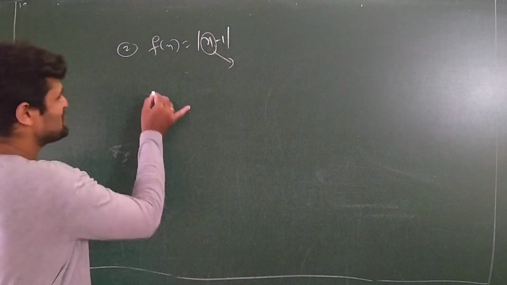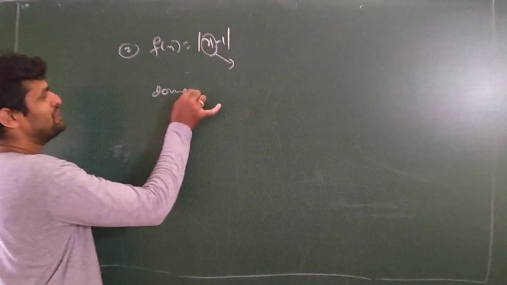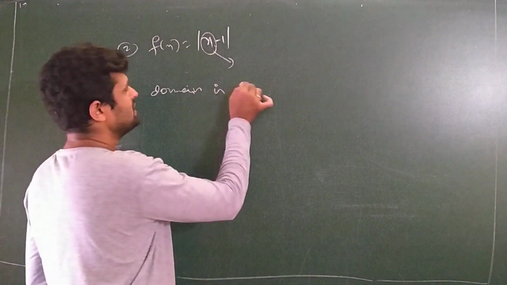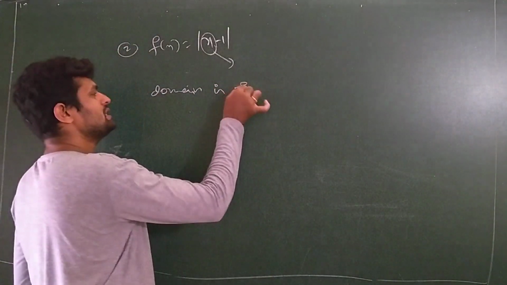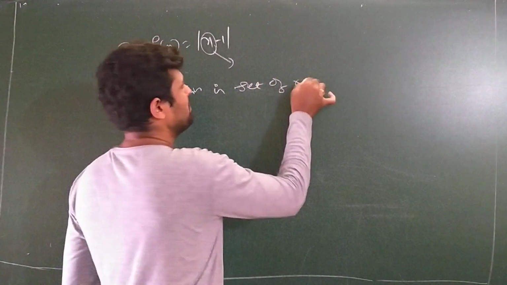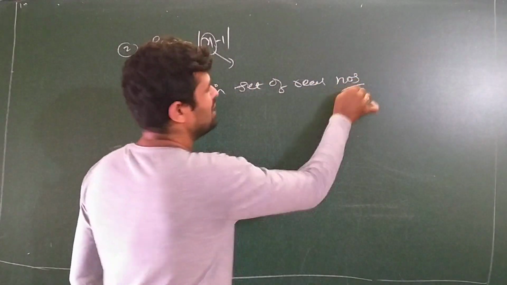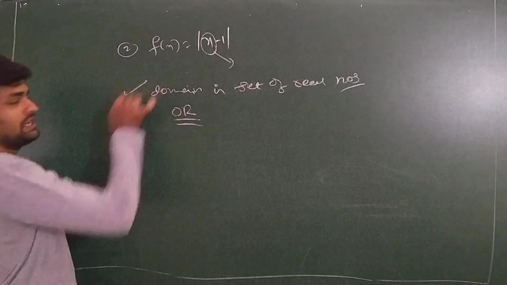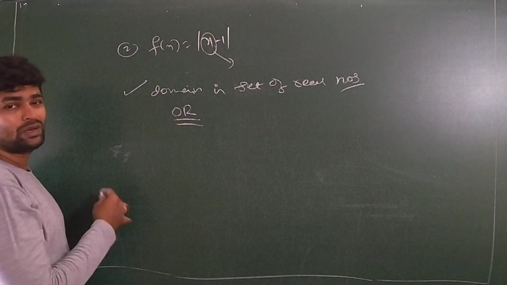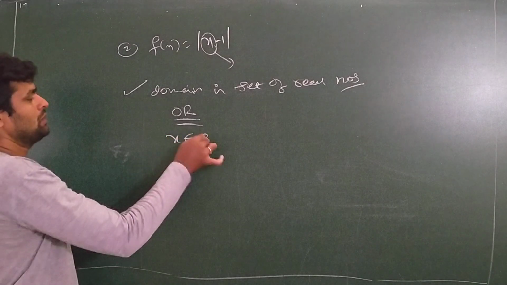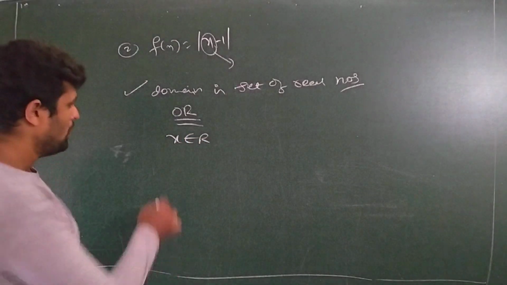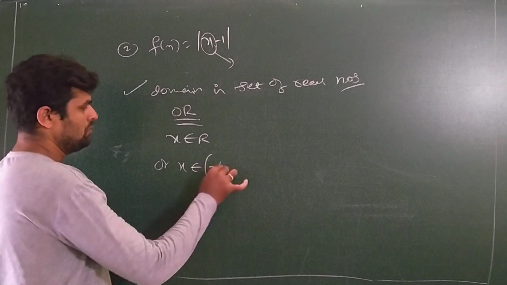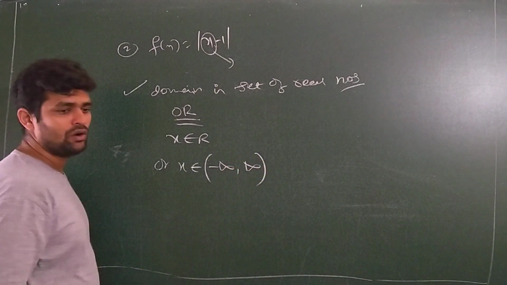Very clearly, it is understood that the domain is the set of all real numbers, correct? Or you can write this. Either you can write this or you can write this. Don't write both in exam. x belongs to R, correct? Or x belongs to minus infinity to infinity. All are the same.